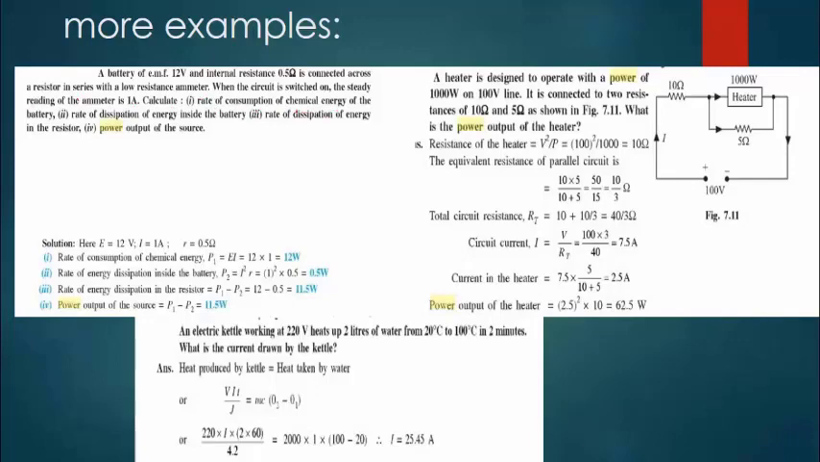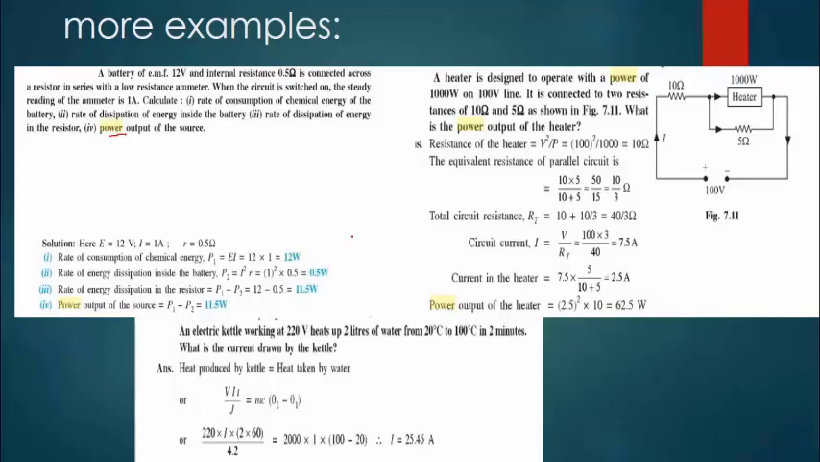Rate of energy is power, because rate means something per time, so energy per time is power. Second, the rate of dissipation of energy inside the battery. So how much energy is lost as heat by the battery itself? It means due to the internal resistance of the battery itself. The rate of dissipation of energy in the resistor: you should also find the energy that is lost as heat in the resistor that is connected outside the battery. Okay, power output of the source.